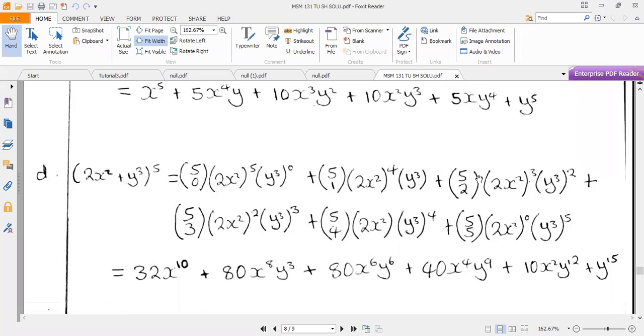Then 5 choose 2 is 10. Then 2 to the 3 is 8. So this is also 80. And we should be able to get those values at the end of the day. So if you get those values, we are set to go.